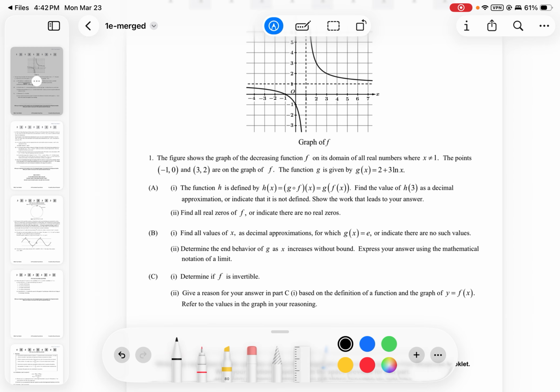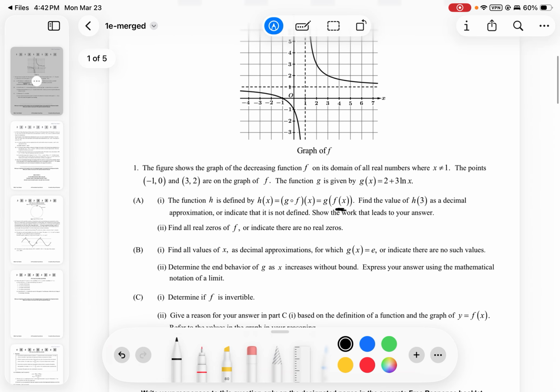So I'm going to start by finding the F of 3 since that's the innermost part here. And the F of 3 is 2. So all right, the F of 3 equals 2. That 2 then becomes the input to G. So I'm now looking for the G of 2.